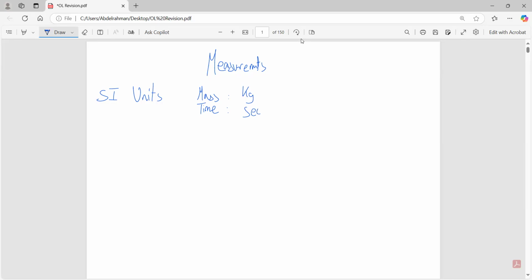The seconds. The SI unit for the length is the meter, not centimeter, not kilometer, not anything else. So we have a couple of SI units: kilograms, seconds, meters. For example, for the energy, we can use joules. These are the SI units.